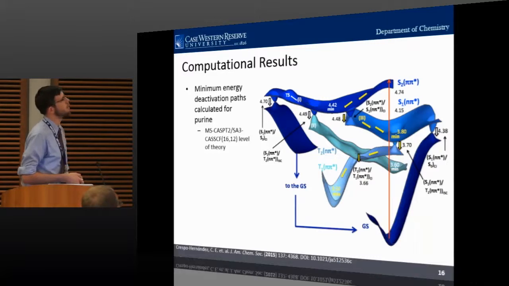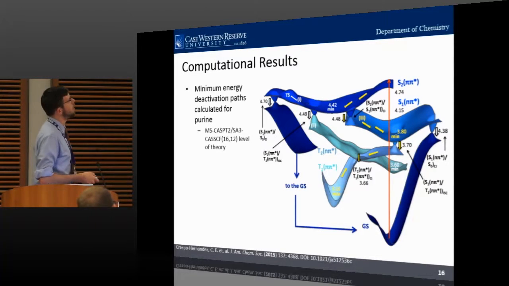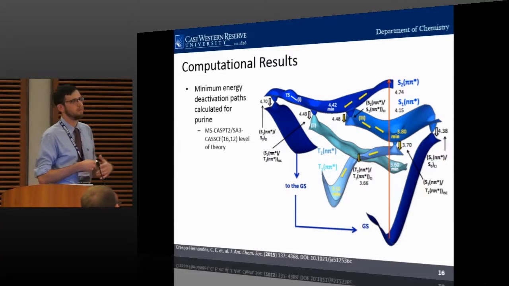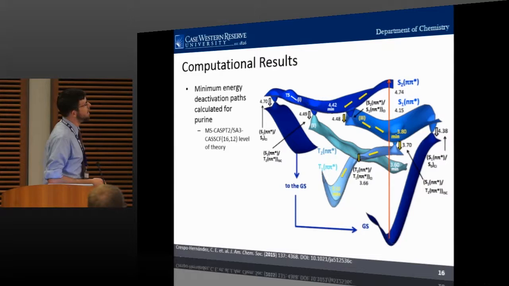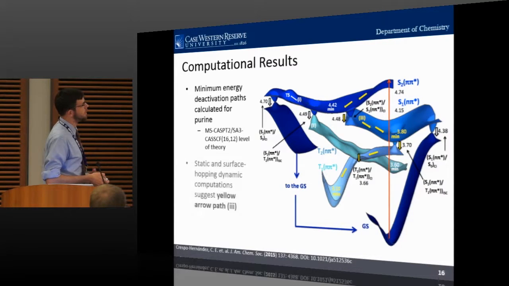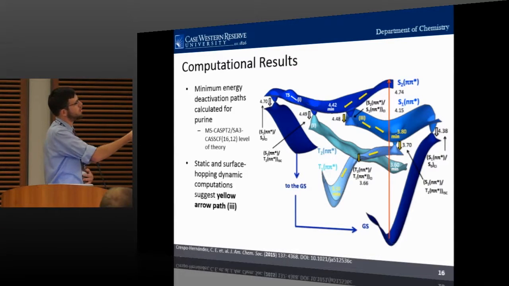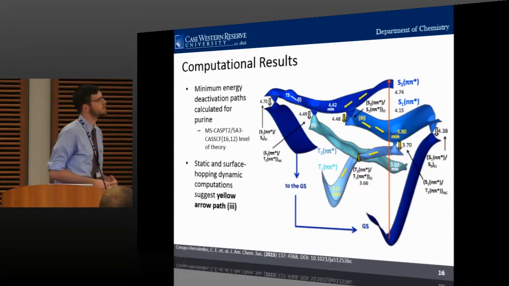So to help us out, we turned to some of our collaborators in Madrid and in Vienna, where they do high-level computational chemistry. Using their computational techniques, they can model the potential energy surface of each of these excited states. And using surface hopping dynamic simulations, they can predict where the excited state population will likely travel along these surfaces.